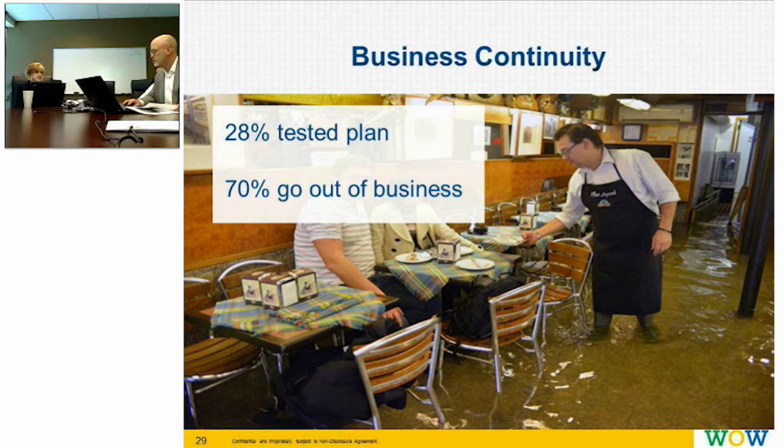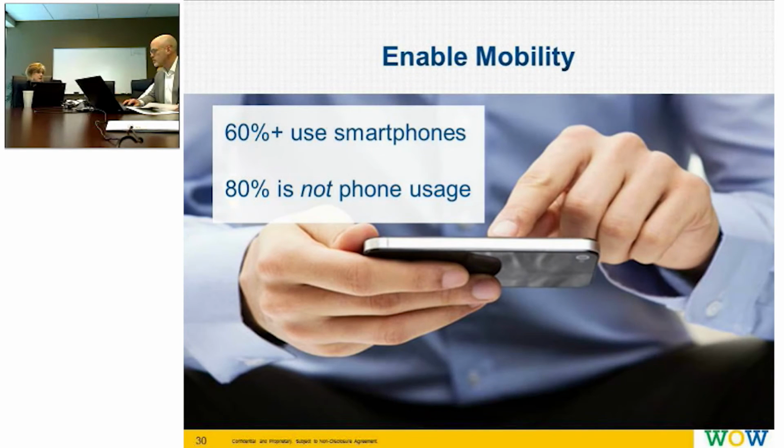Enabling mobility. We know that smartphones represent about 60% of the usage of all devices because they really enable you to interact with an assortment of business processes. And we also know that 80% of usage in a typical UC system is actually not associated with a phone call. So any other advice or recommendation you have out there for having conversations around why businesses need to adapt to a mobile workforce?